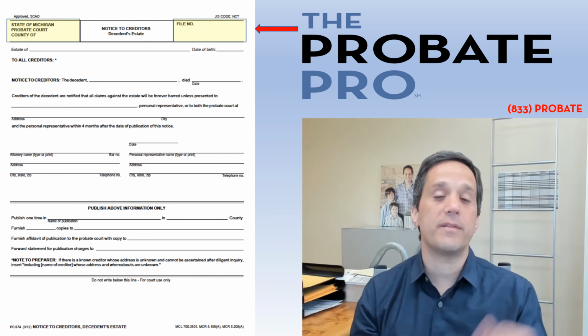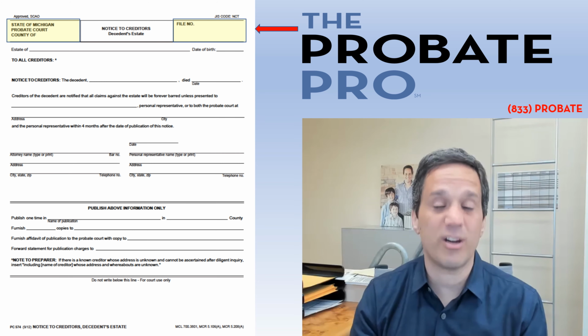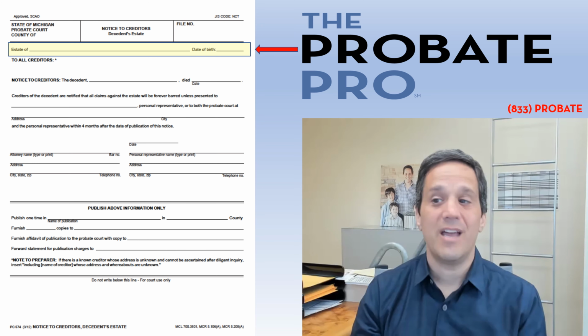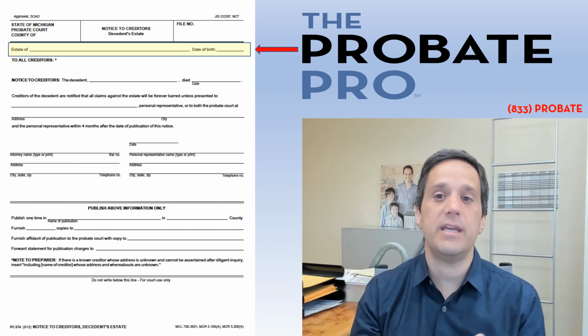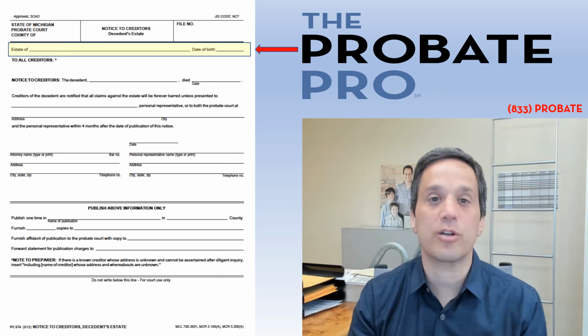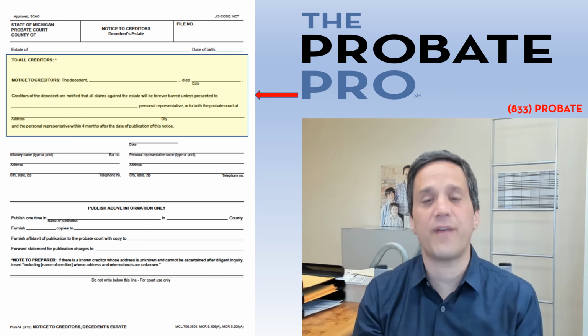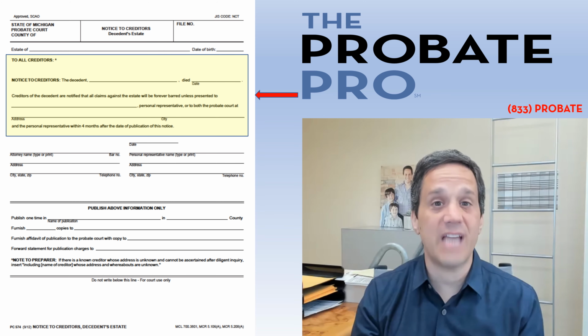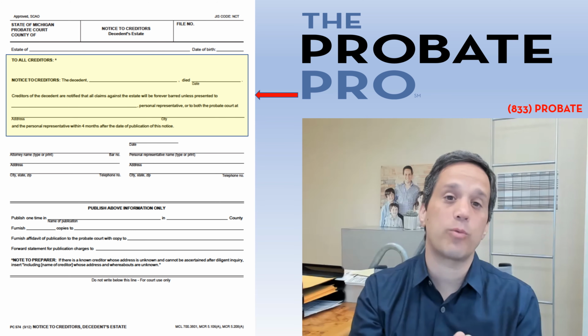Within this form, top left corner is the county, and in the top right corner is the case number. Pretty intuitive, pretty easy to fill out. The next area is the name of the estate and the date of birth. The date of birth allows for somebody, a creditor, to distinguish between people with similar common names. The next section identifies the date of the person's death and the address of the personal representative.